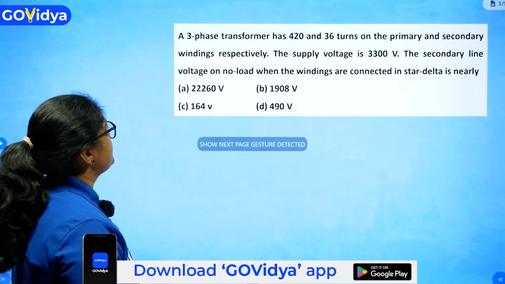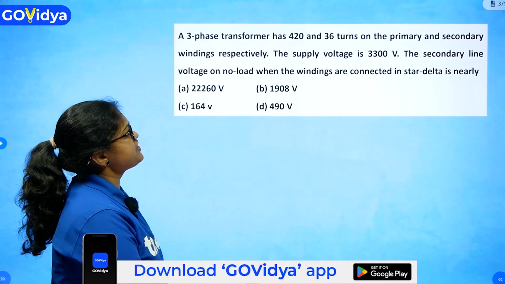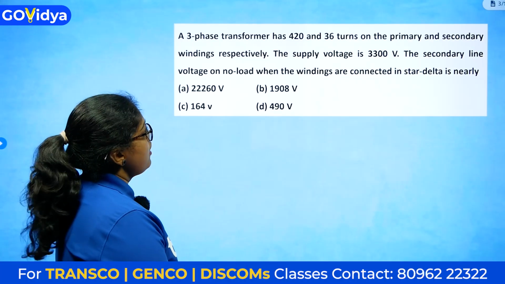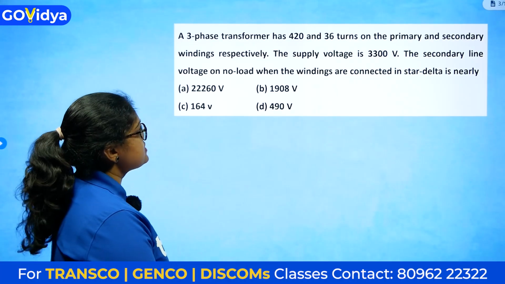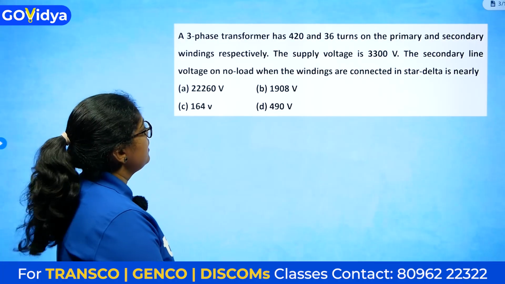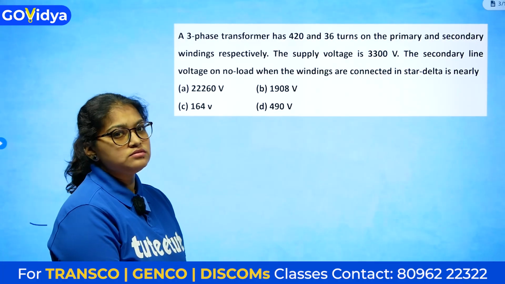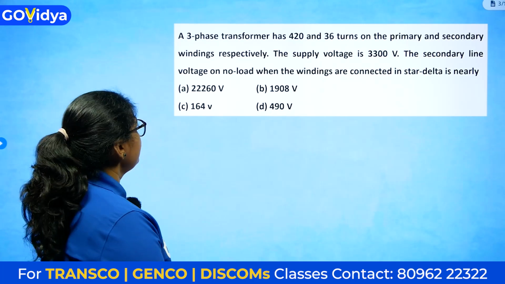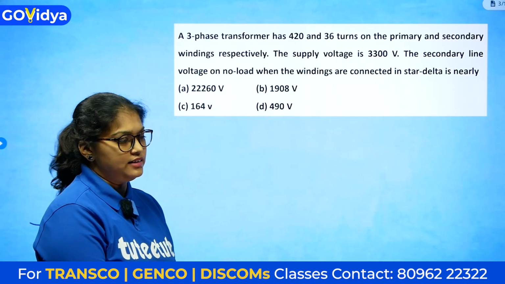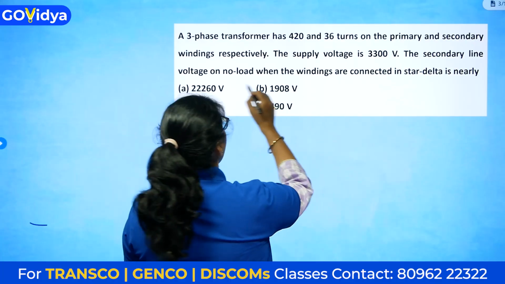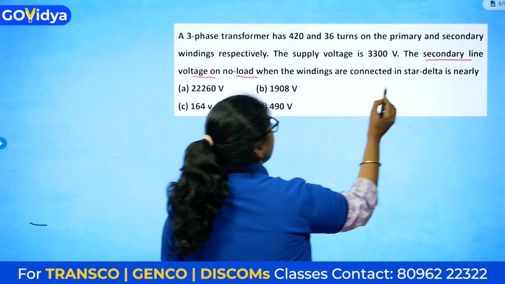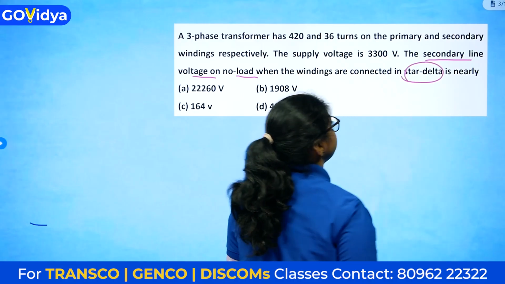If you see the question, a three-phase transformer has 420 and 36 turns on the primary and the secondary windings respectively. The supply voltage is 3300 volts. We have to calculate the secondary line voltage on no load when the windings are connected in star-delta.